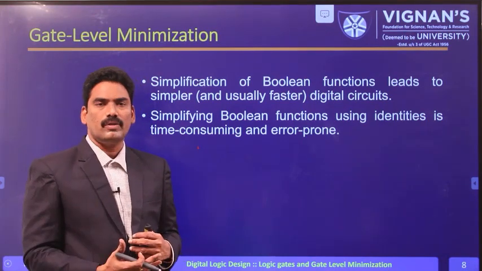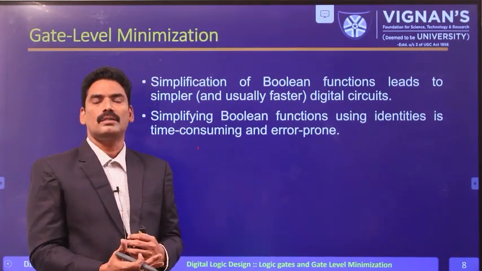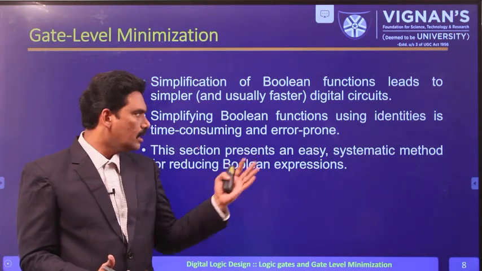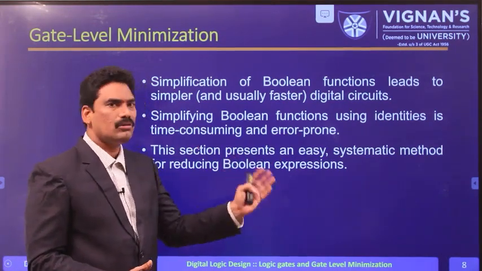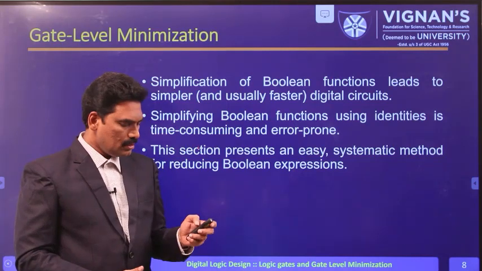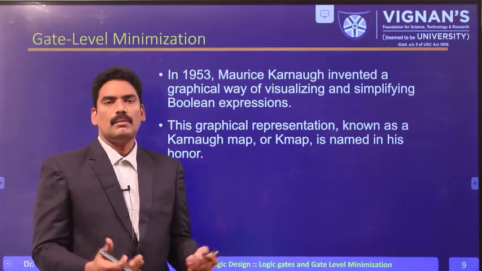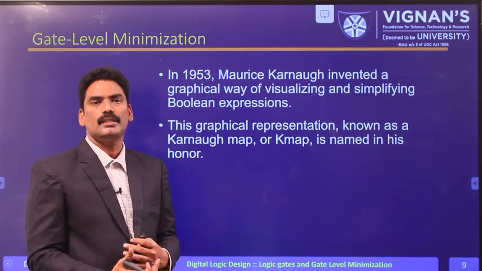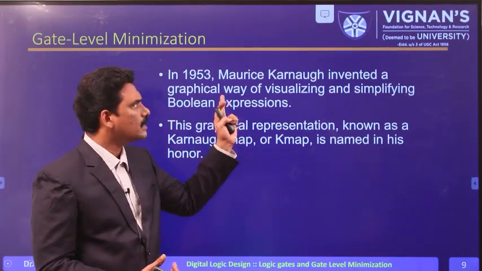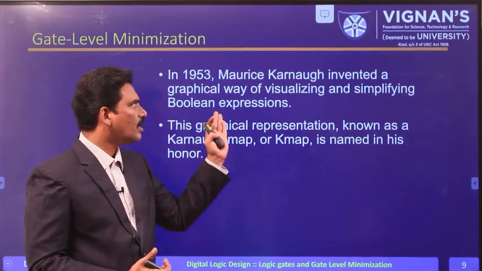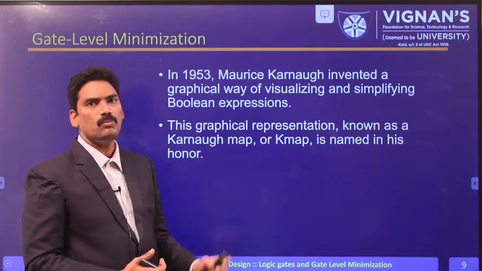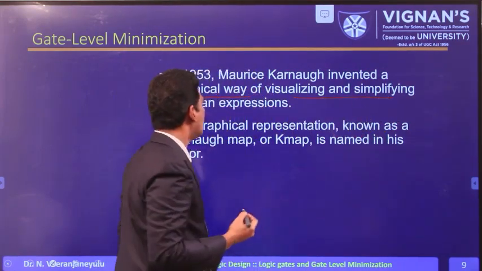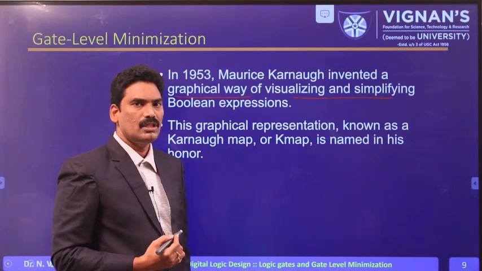So to overcome that, we are moving to another method, that is the K-map method. This section presents an easy, systematic method of reducing Boolean expressions. In 1953, Maurice Karnaugh invented a graphical way of visualizing and simplifying Boolean expressions. The important point is that it is a graphical way of visualizing and simplifying Boolean expressions.